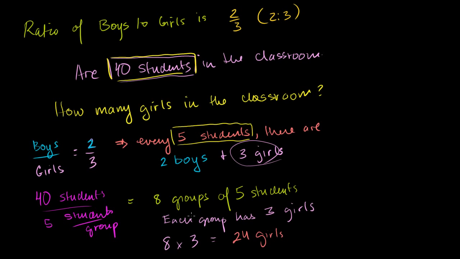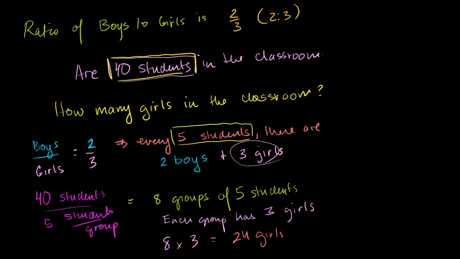And you could do the same exercise with boys. How many boys are there? There's a couple of ways you could do it. You could say, well, for every group there are 2 boys, and there's 8 groups, so there's 16 boys. Or you could say, look, there's 40 students, 24 of them are girls, and 40 minus 24 is 16. So either way, you get 16 boys.